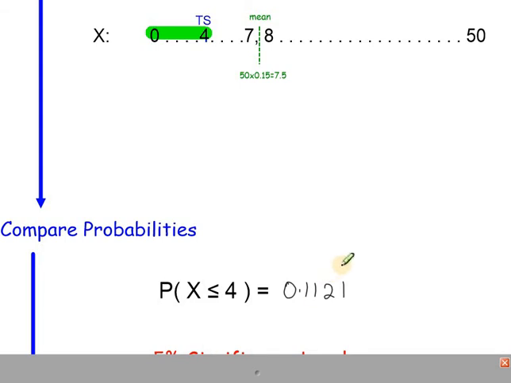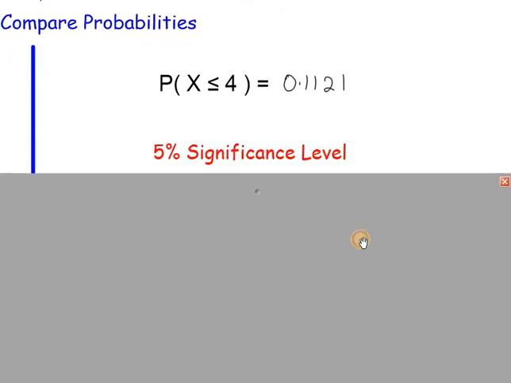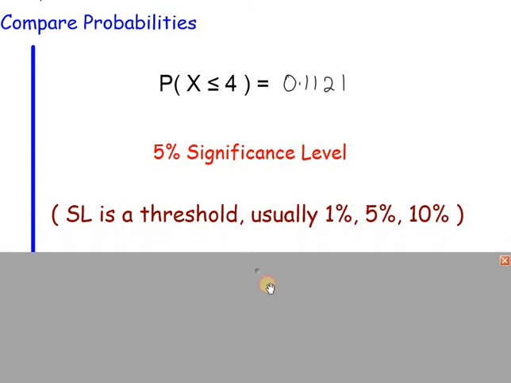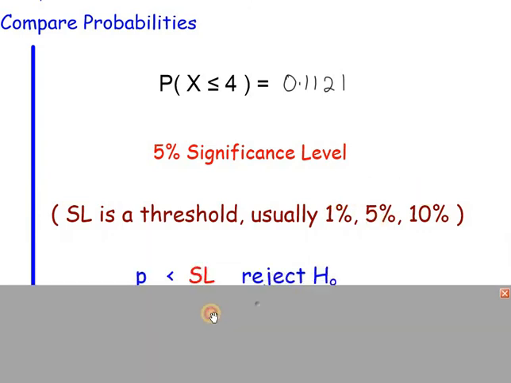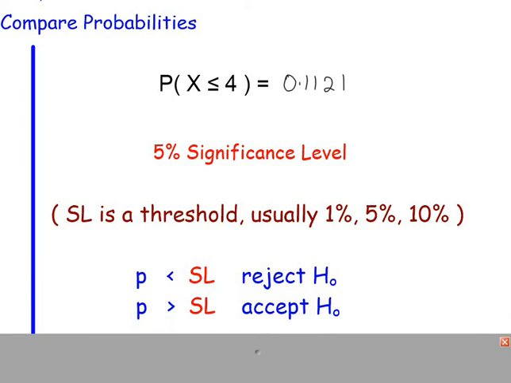We compare this probability to a threshold probability called the significance level. In this test we're using a 5% significance level, which is the most common value that's used in hypothesis testing. Other values may include 1% or 10%. So we need a way to compare our probability here with the significance level probability 0.05.